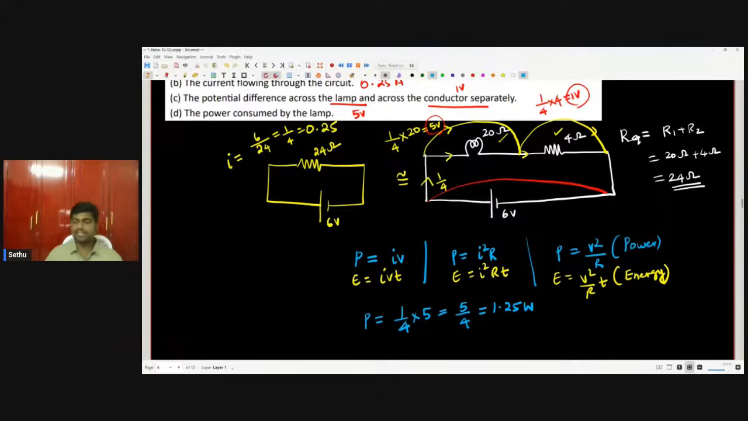And remember, the unit is nothing but watt. Right? So the unit of power is nothing but watt. Unit of energy is nothing but joule. Make a note of this one also. Energy is measured in joule. Power is measured in watt.